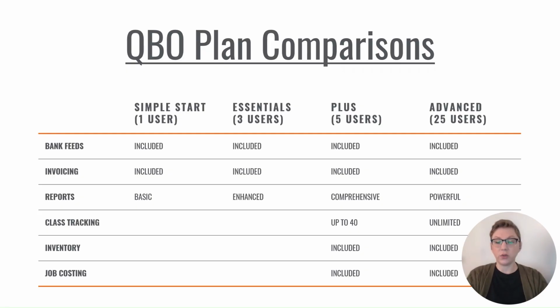Invoicing is also included in all versions. These can be emailed to your customers, and you can even set up payment options through QBO to accept payments. The reports get more varied and more detailed as you go through each plan. Some other features I see a lot of people want to use is class tracking, locations for instance, or products, to be able to pull reports based off of them, and job costing abilities.